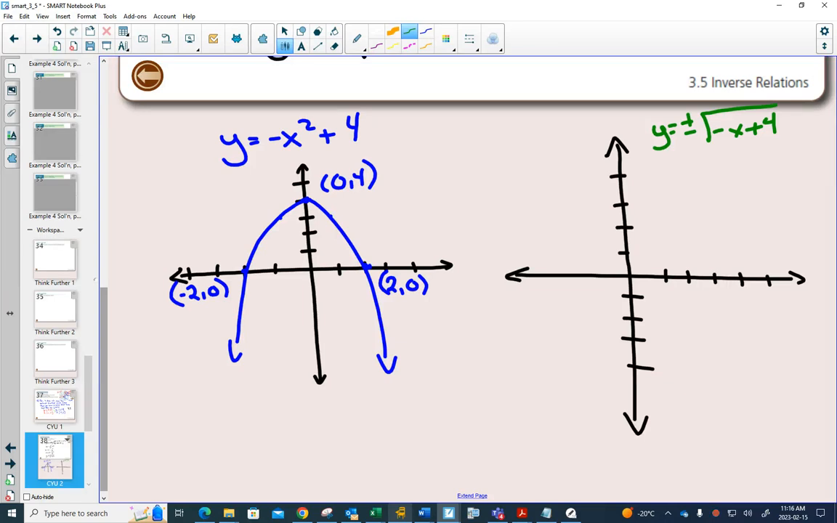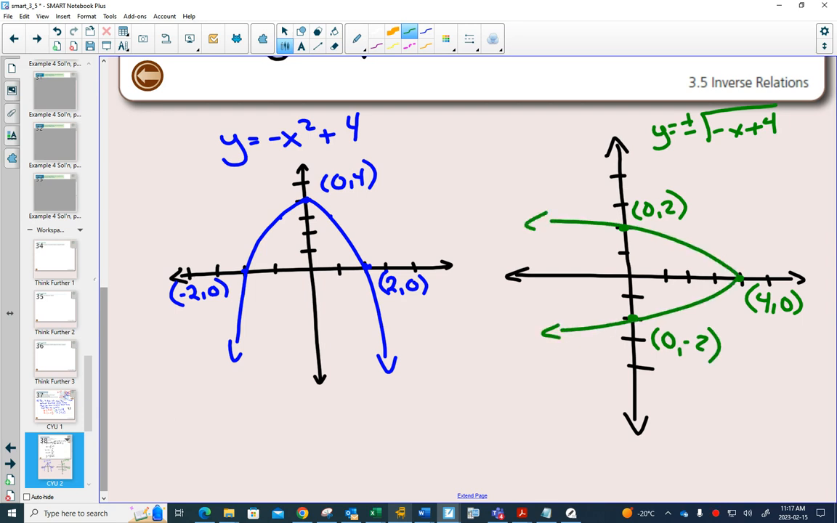I'm going to use my original graph to graph my inverse graph. Because graphically, all we have to do is take the coordinates, switch the x and y coordinates, reflect over the diagonal line y equals x. So the point 0, 4 will be at 4, 0. 2, 0 will be at 0, 2, and negative 2, 0 will be at 0, negative 2, and what we get is a sideways parabola that looks like this.